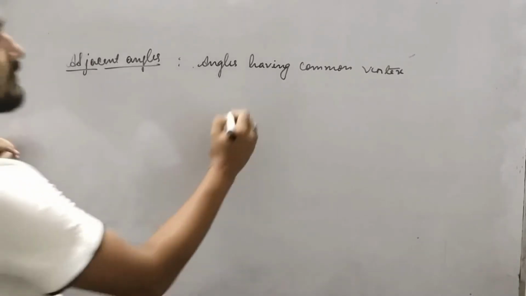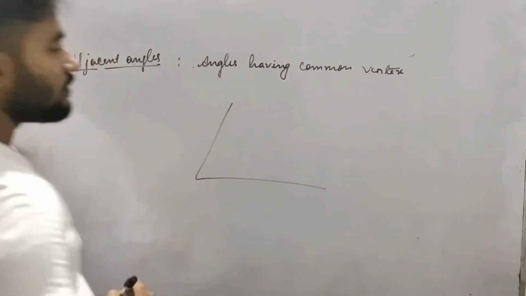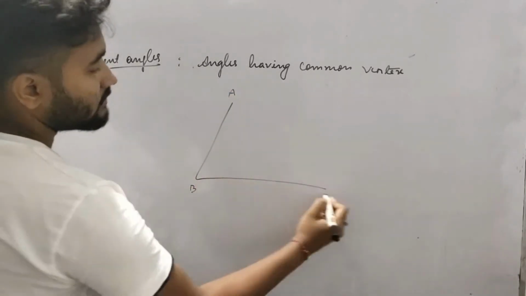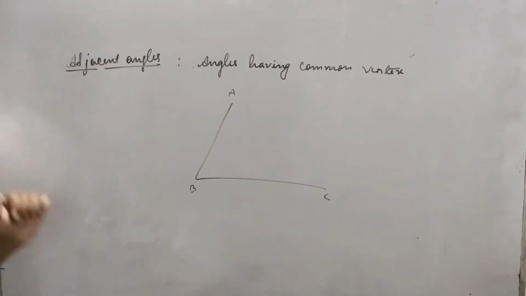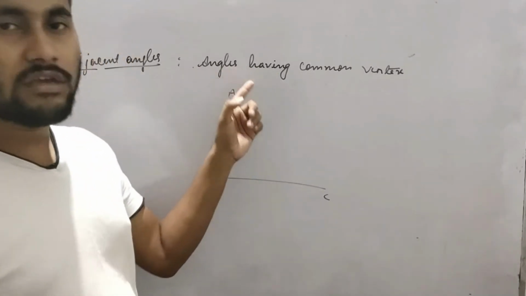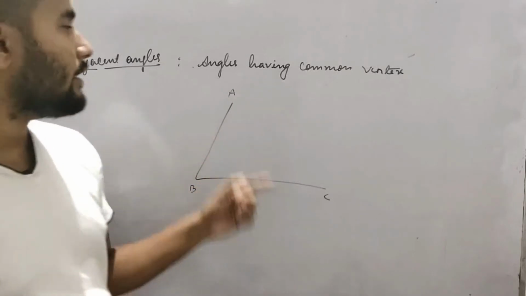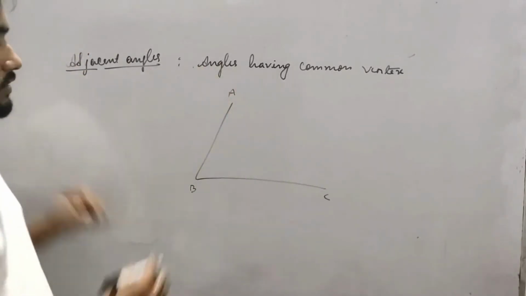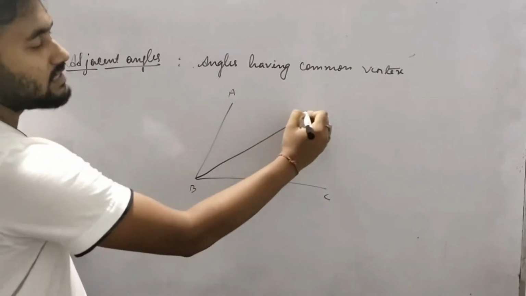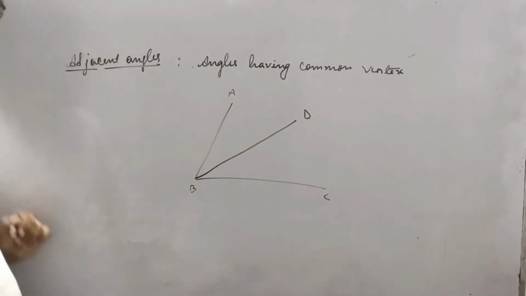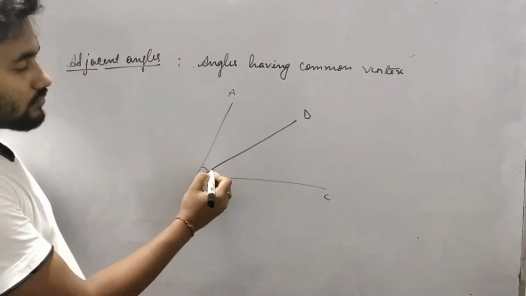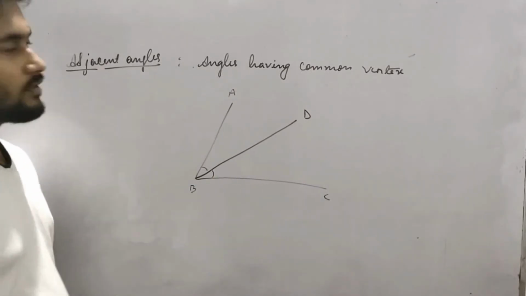Say for example, this is an angle, angle ABC. Now this is a simple angle. I have said angles, two or three, more than two angles, not singular. So if I divide this angle in two parts, say with another ray D, now there are two angles. One angle is this one, another angle is this one.